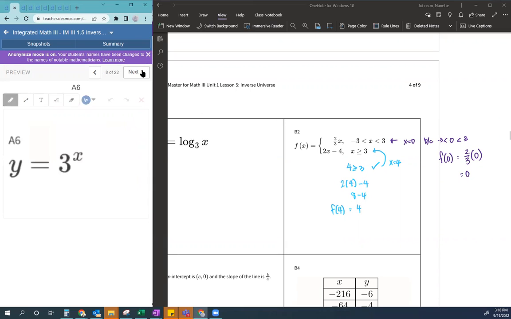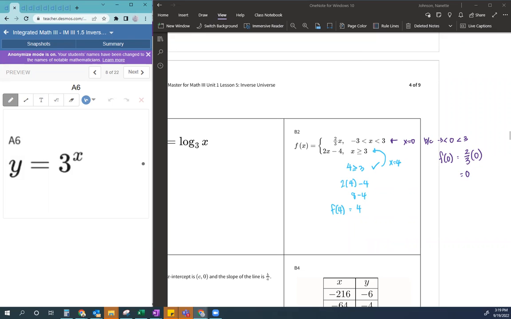Okay, then the next slide is y equals 3 to the x. Yeah, y equals 3 to the x. And so here, if you remember what we had talked about last week, we learned that the inverse of exponentials, and this is an exponential because x is in the exponent, is logs. So this is log base 3 of x, which is this one right here.